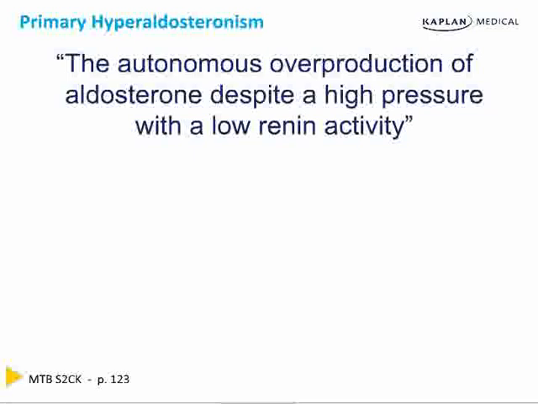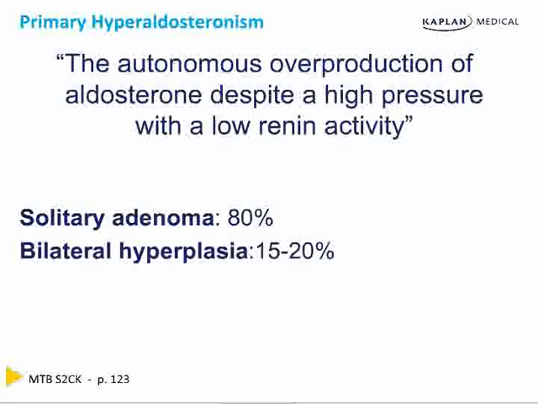Primary hyperaldosteronism, sometimes known as Conn syndrome, is actually much easier. It's an autonomous overproduction of aldosterone despite a high blood pressure and having a low renin. That is from a solitary adenoma in 4 out of 5 patients. A smaller number have hyperplasia, and cancer, actual malignancy, is relatively uncommon.